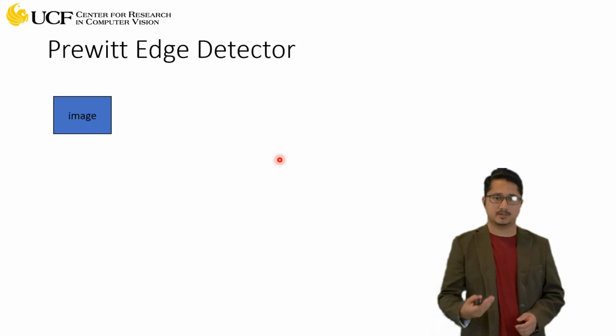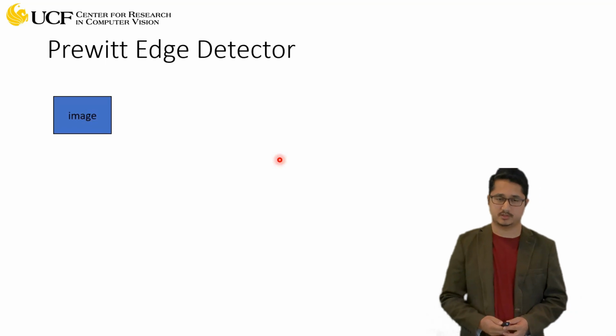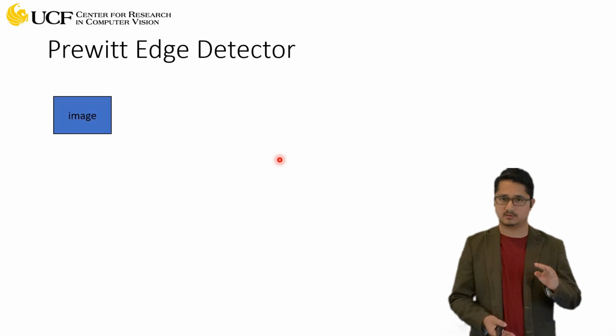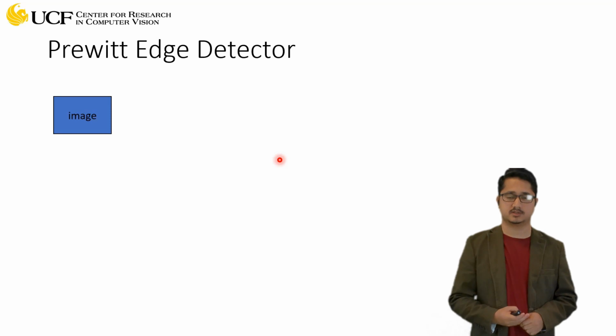Okay, so with that background, let's directly jump to the Prewitt edge detector. We already saw the steps which are required to compute edges using this algorithm, but let's quickly go through all these steps one by one. You will have your input image.